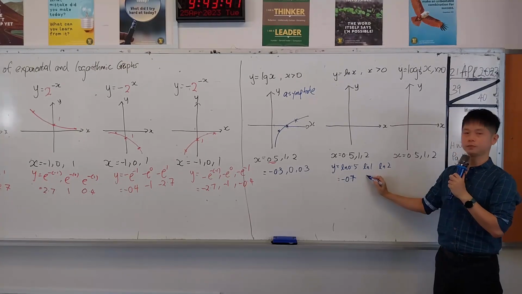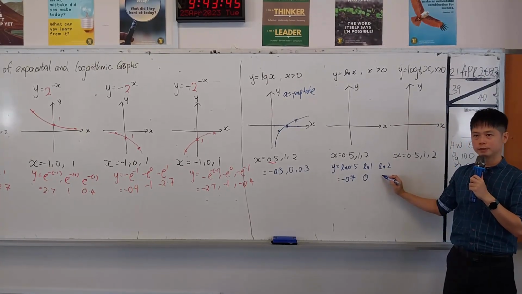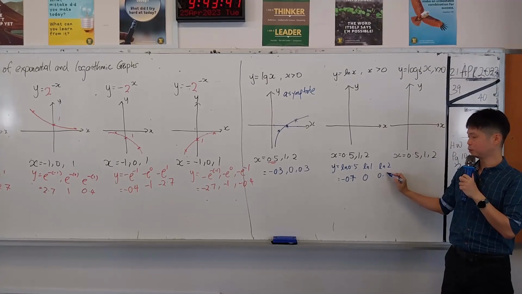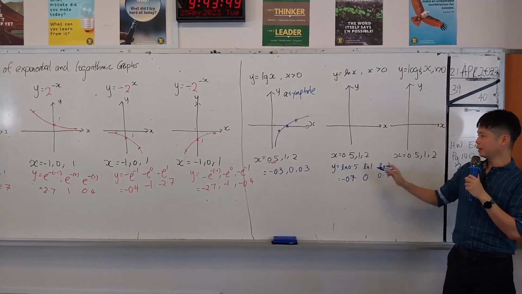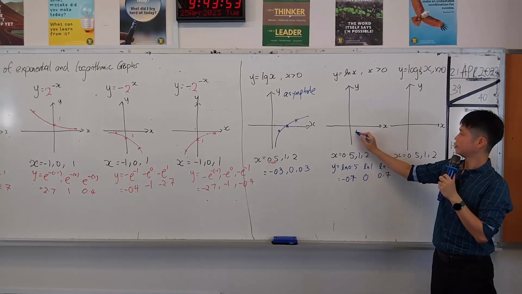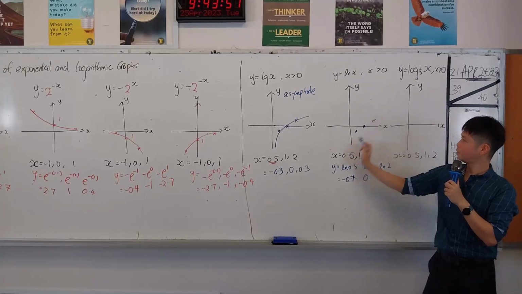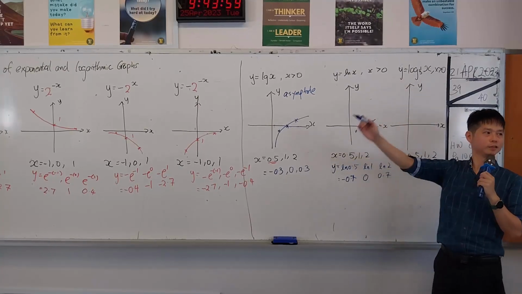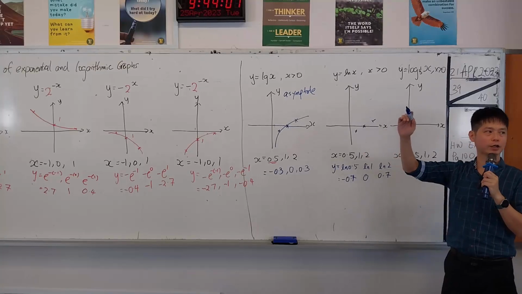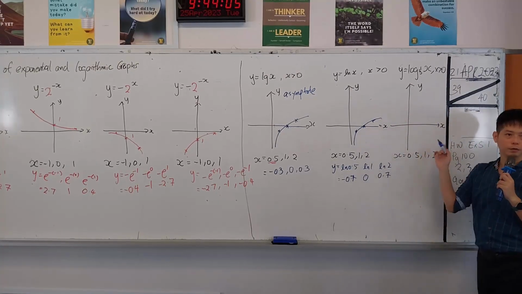Negative 0.7. ln 1 is 0. ln 2 is 0.7. Okay, so I will have negative, I will have 0, I will have positive. But you cannot cut the y-axis. You cannot cut the asymptote. So you got to only cut this way.